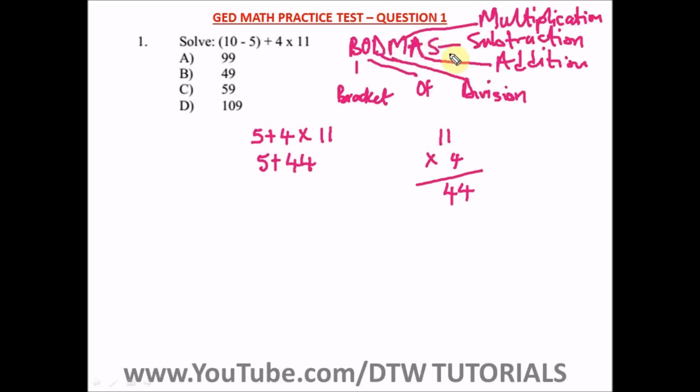The next thing to do is addition, and we just have one sign left, so definitely an addition will be performed. What is 5 plus 44? 4 plus 5 is 9, so we drop the 4 here. Our answer is 49, and our right option here is option B.